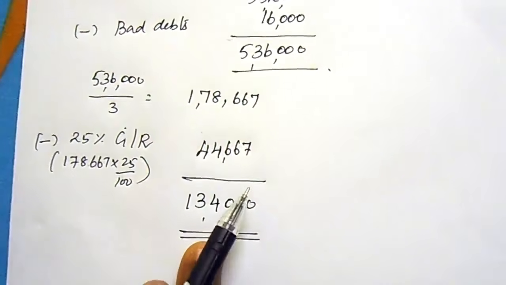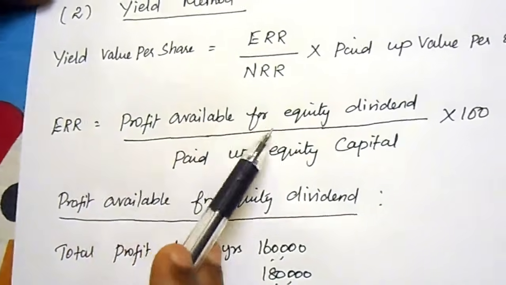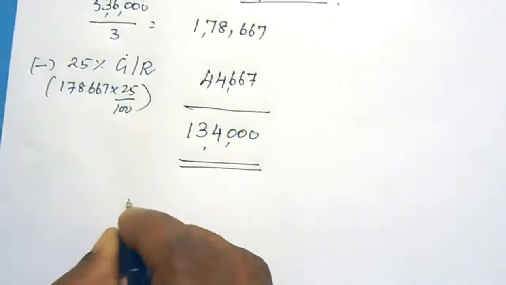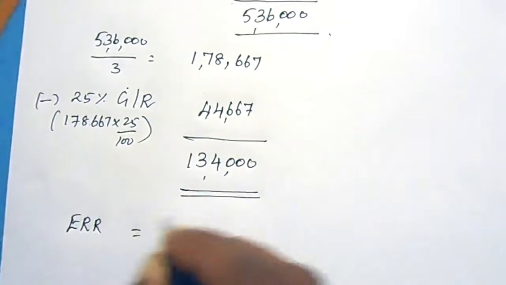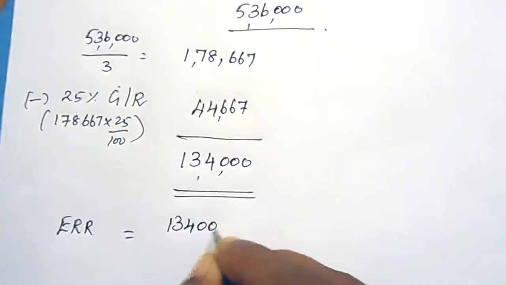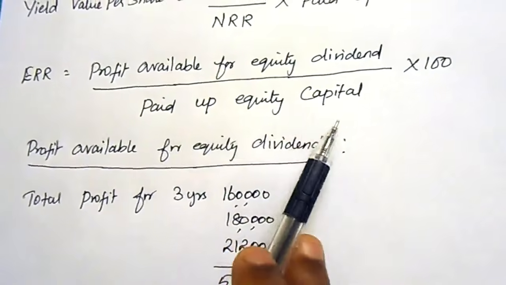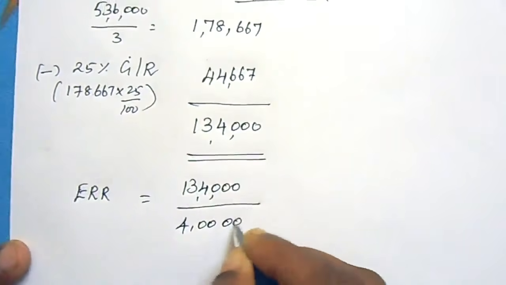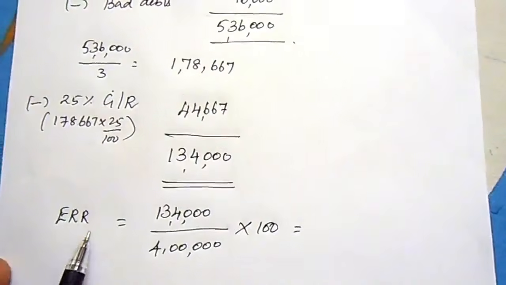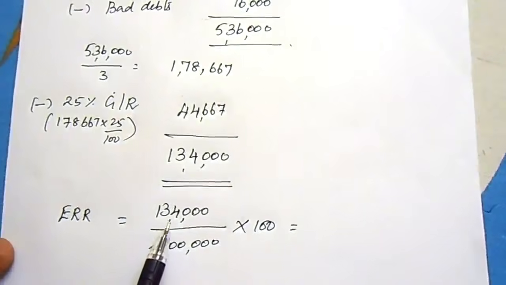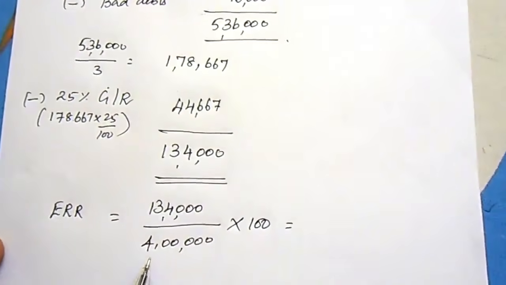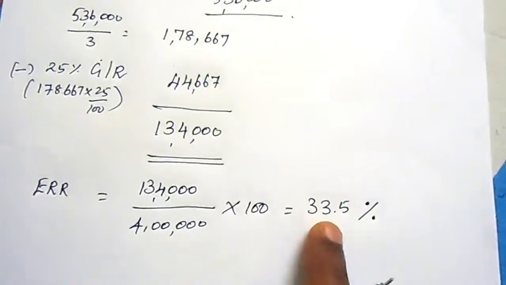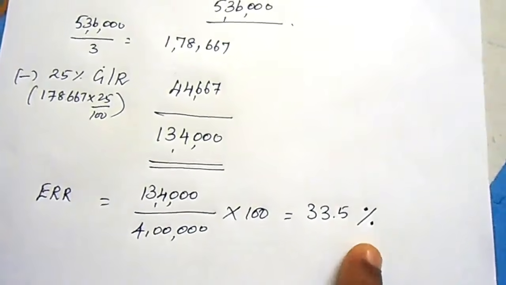Now just apply the formula. ERR is equal to profit available for equity dividend divided by paid up equity capital. How much profit is available? 1,34,000. How much paid up equity capital? Paid up capital is 4 lakhs. ERR is equal to profit available for equity dividend 1,34,000 divided by paid up equity capital 4 lakhs, into 100. That is 33.5%. Now you can find the yield value per share.